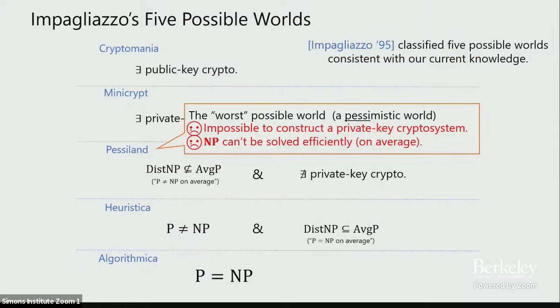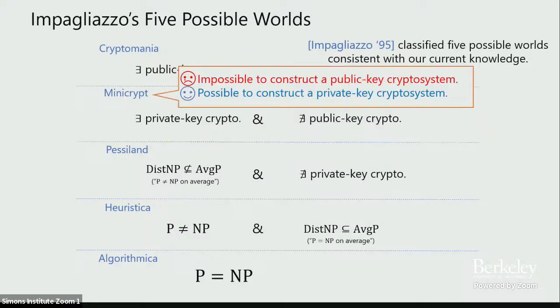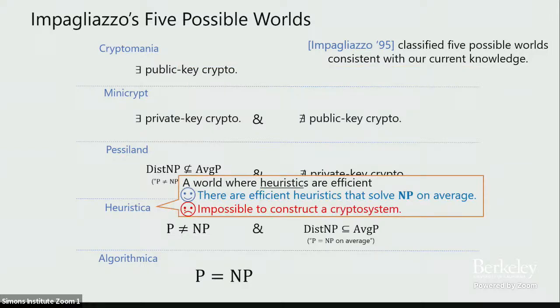And Pessiland, which is relevant to this talk, is what is called the worst possible world, in the sense that neither can we construct a private key cryptosystem, nor can NP be solved efficiently on average. Minicrypt is a world in which we can construct a private key cryptosystem, but we can't construct a public key cryptosystem. And Heuristica is a world where there are efficient heuristics that solve NP on average.